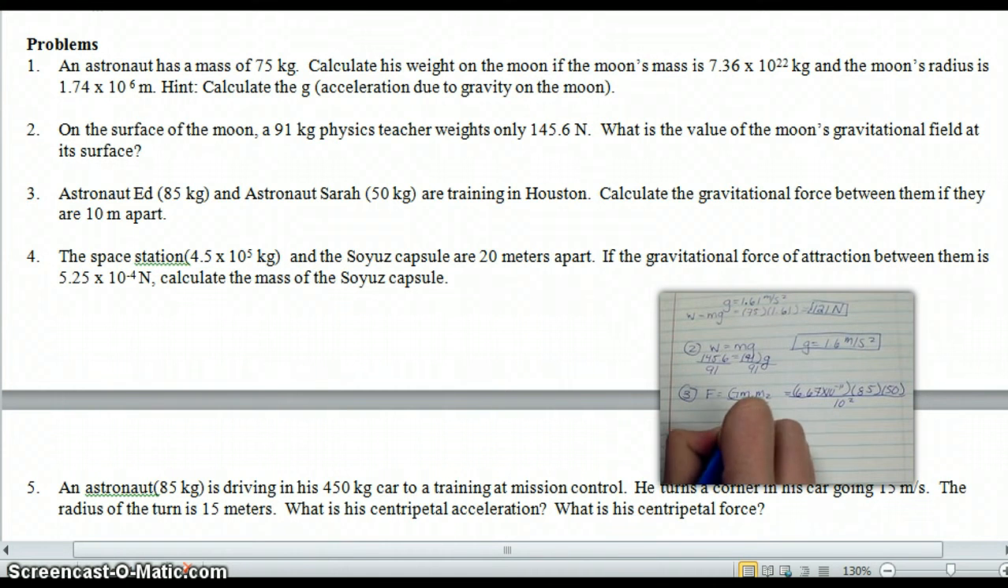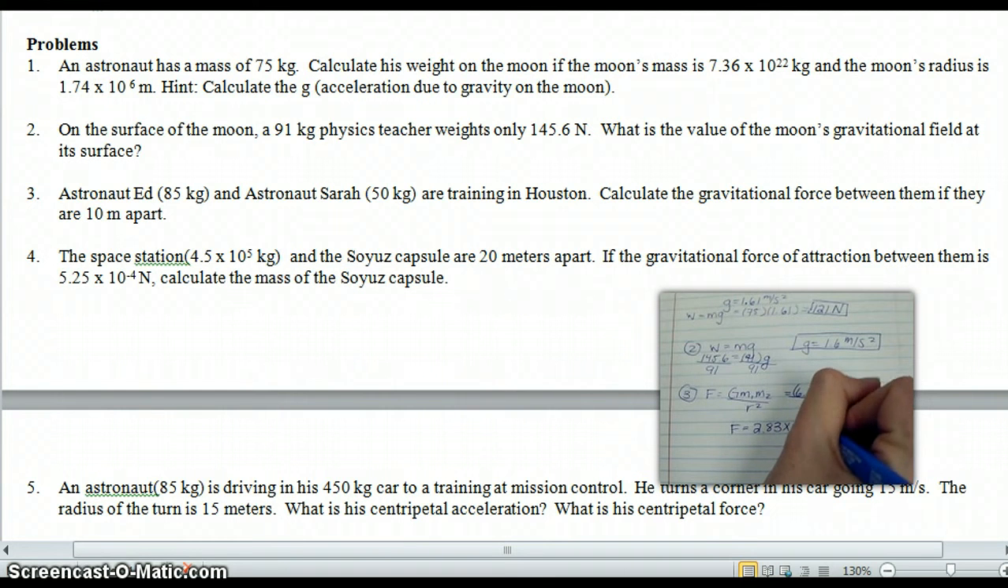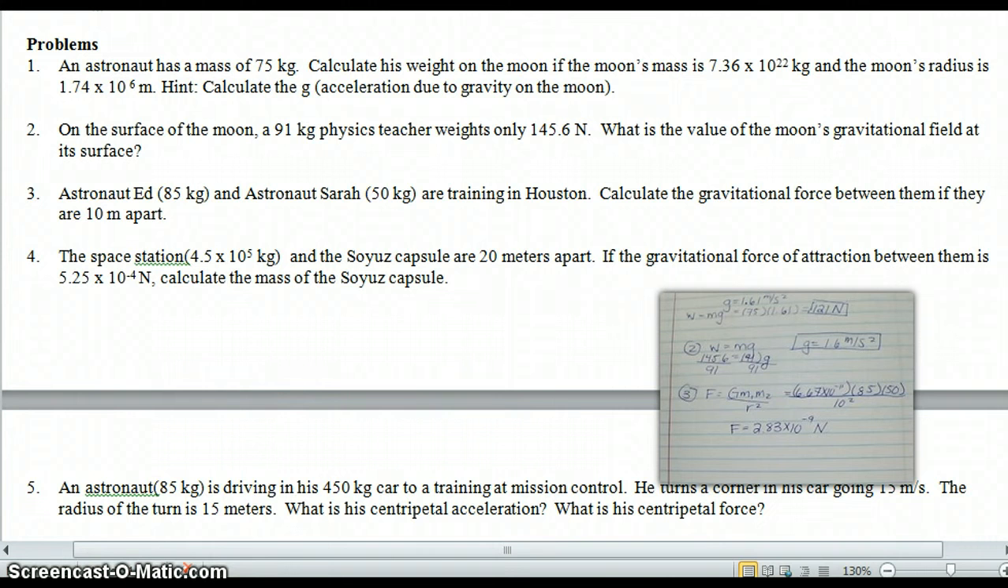So if you plug that into your calculator, you get a force of 2.83 times 10 to the negative 9th. And we measure forces in newtons. So that's the answer to number 3. Moving on to number 4. It says the space station, which is 4.5 times 10 to the 5th kilograms, and the Soyuz capsule are 20 meters apart. If the gravitational force of attraction between them is 5.25 times 10 to the negative 4th newtons, calculate the mass of the Soyuz capsule.